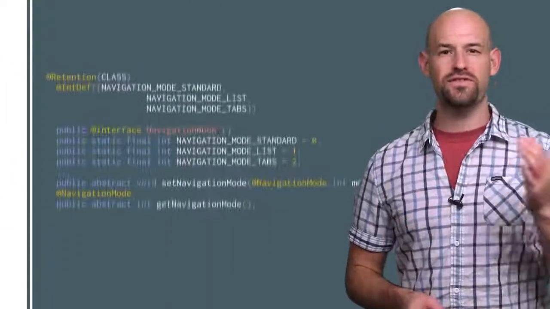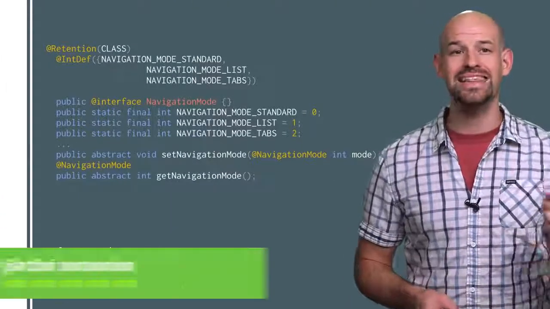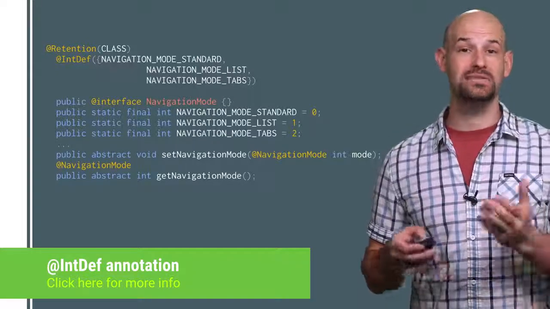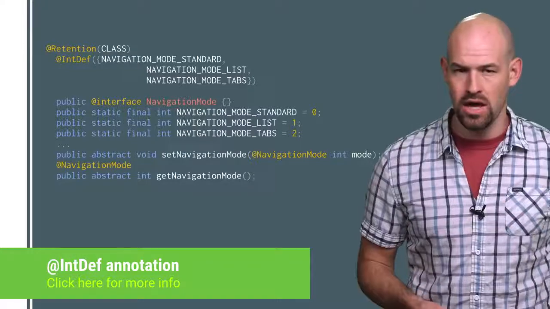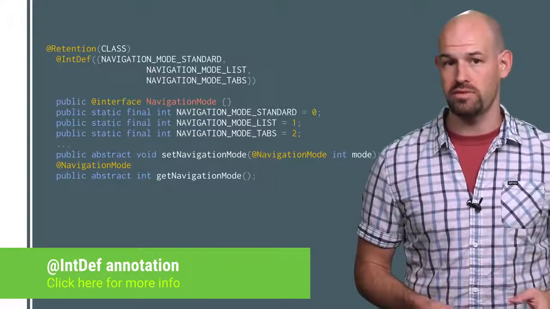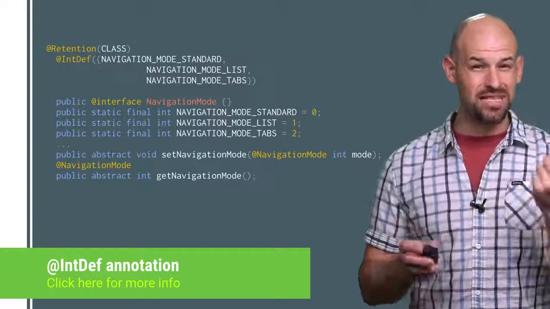Firstly, if you're using ints for values instead of enums, you can add the @IntDef annotation to them, which will give your code build-time safety when lint errors are enabled, while still retaining the size and performance benefits of using int variables. Basically, this allows you to get the best of both worlds.